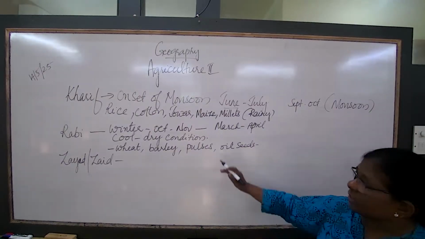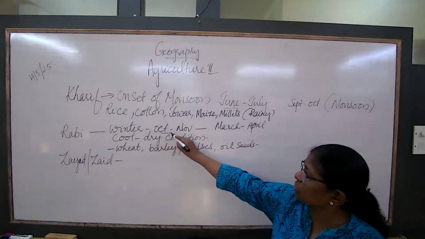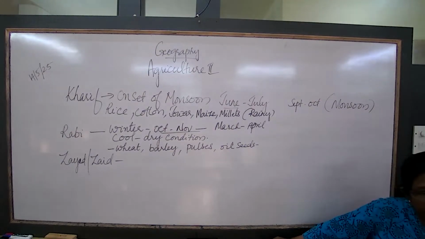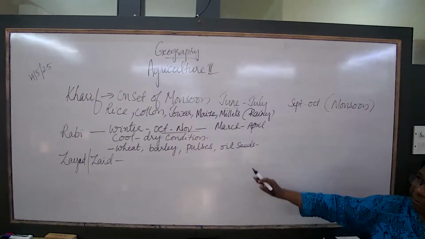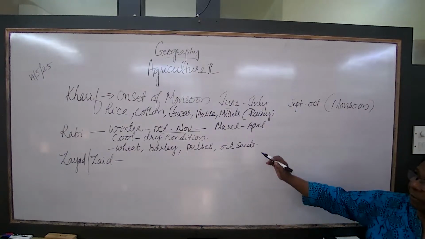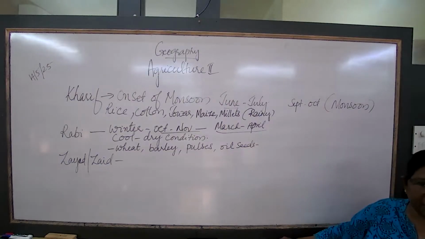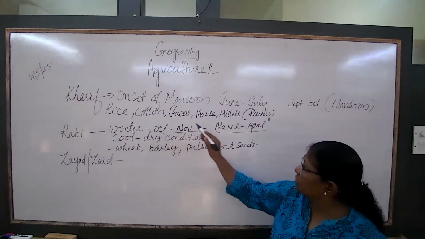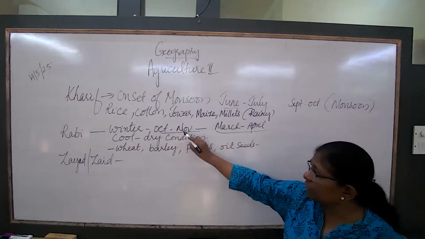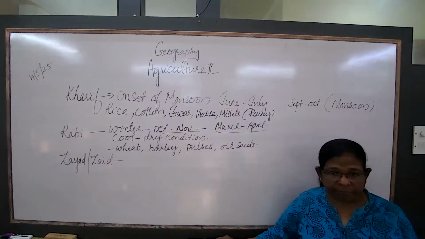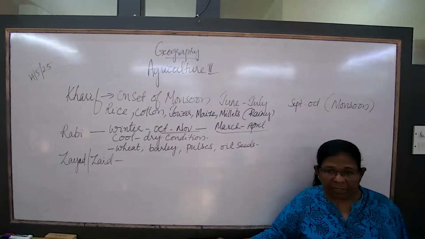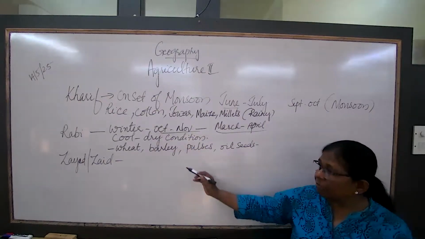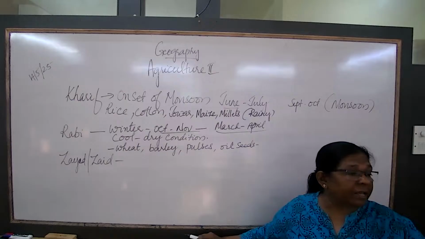Same thing. Okay, so the same condition, that is October, November, that time the sowing of the seeds of the rabi crop starts. October, November, and the harvesting is done in the month of March, April. If it is sown in October, March harvesting will be done. If it is in November, April. So this is the rabi cropping season, or otherwise we call it winter. And what is the condition required? Cool and dry conditions are required.